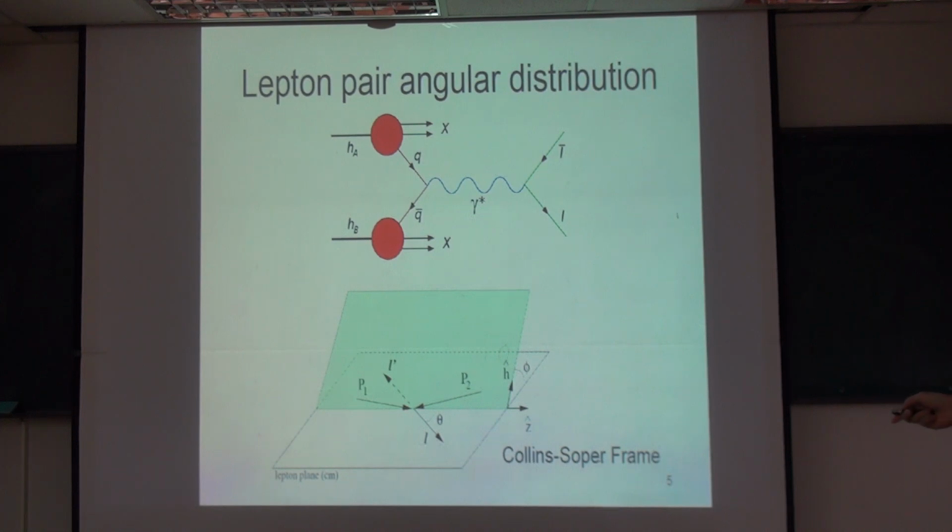Then we define the z-axis such that the angles of these two beam momenta are the same. These two angles are equal. We define this as the z-axis. Then the lepton and the z-axis are separated by the angle theta. So this is the angular configuration. Once we define theta and phi, we can define the angular distribution of the lepton pair.